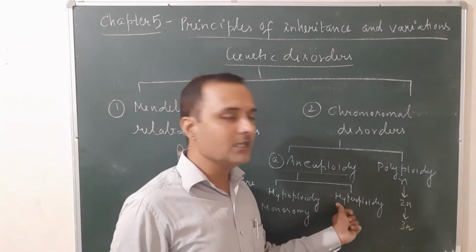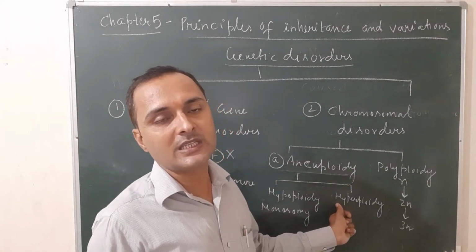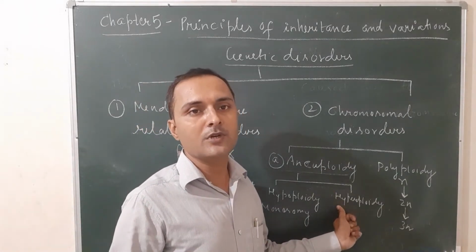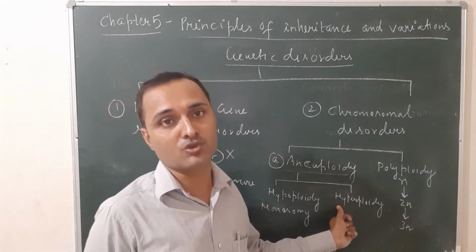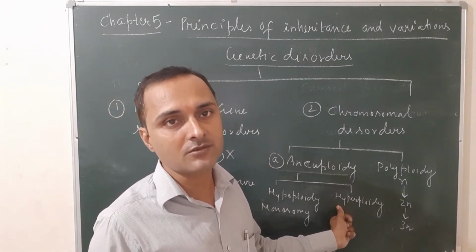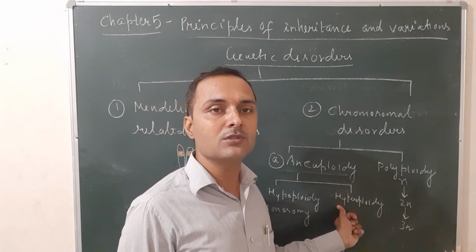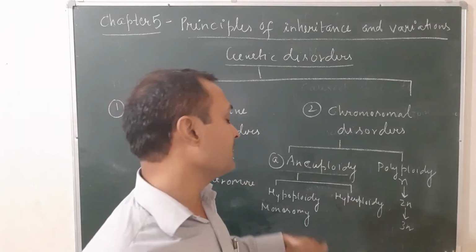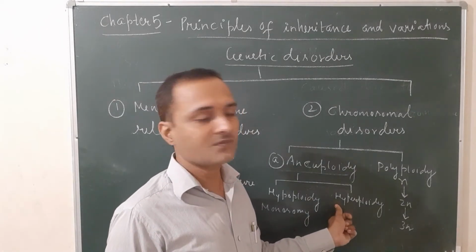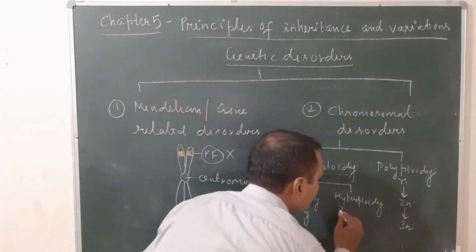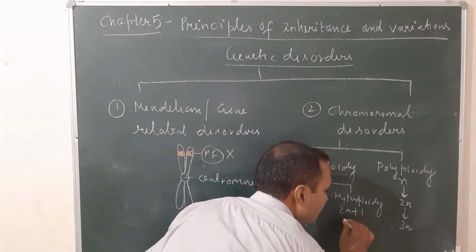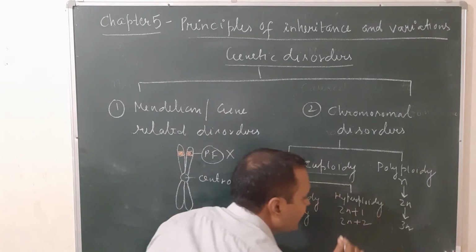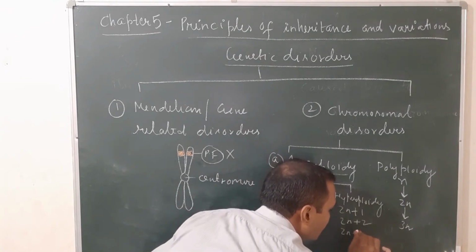What is hyperploidy? When the number of chromosomes increases from the diploid set, it is known as hyperploidy. When only one chromosome increases, it is known as trisomy. It is represented by 2n plus 1. When two chromosomes increase, it is known as tetrasomy. When three chromosomes increase, it is known as pentasomy. So trisomy is represented by 2n plus 1, tetrasomy is represented by 2n plus 2, and pentasomy is represented by 2n plus 3.